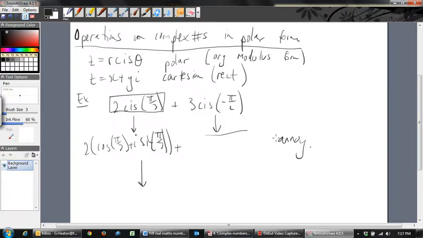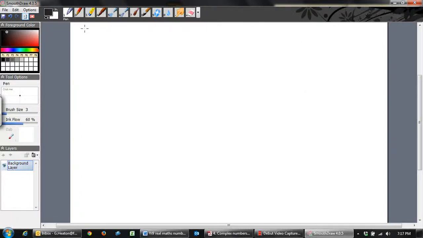So addition is not very handy in polar form, but where polar form comes into its strength is in multiplying and dividing. You'll remember how hard it was to multiply and divide when it's in rectangular form, because we had to use conjugates and so on. But it's actually excellent in polar form. So let's have a look at multiplying. I'll prove this in class.